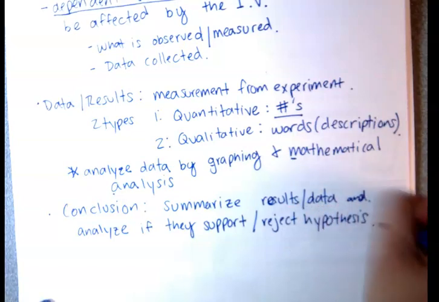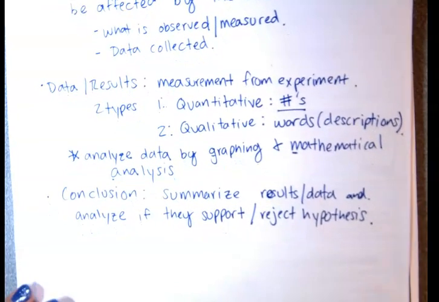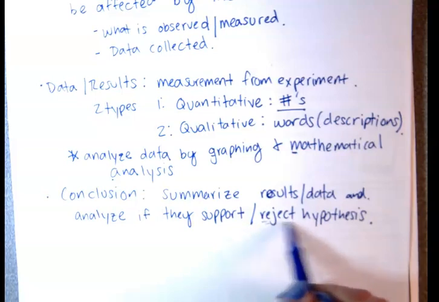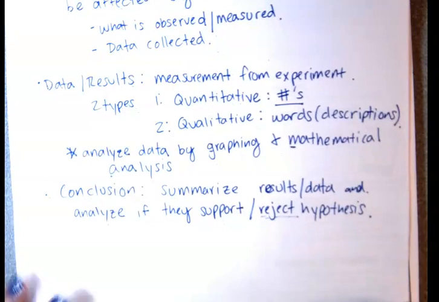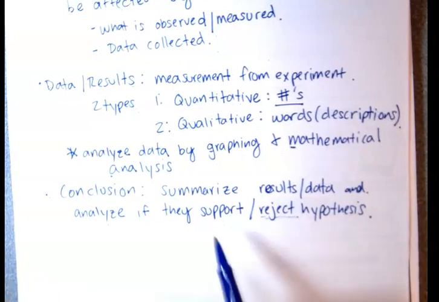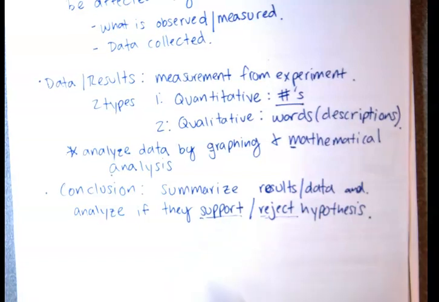Okay, so for example, with the plants, if you see that they all had the same growth, they all grew to 5 centimeters, even though the amount of water you gave them was different, then you would say that you would reject the hypothesis. Or if you see that there is a change in the growth of the plant, then you would say that it supports your hypothesis. You never say that this proves your hypothesis is correct. You would just say my results support the initial hypothesis.